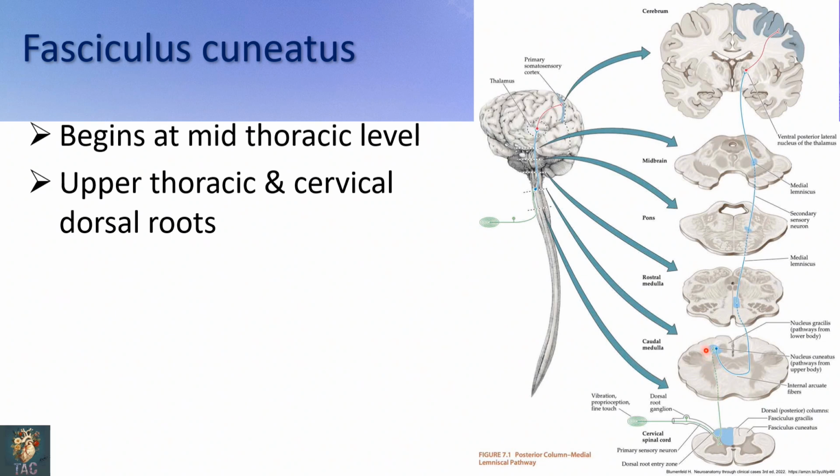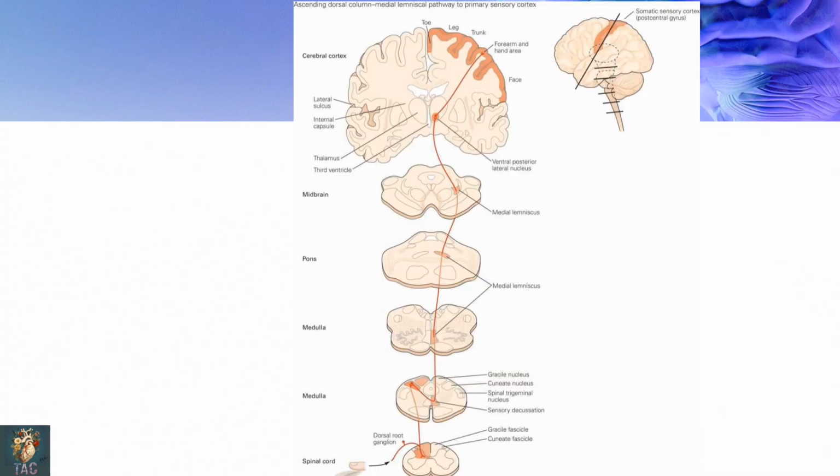Their second order neuron is located in nucleus cuneatus. Then the internal arcuate fibers, major sensory decussation, medial lemniscus into the upper part of the medulla, then the pons, then the midbrain into the VPL nucleus, and then to the somatosensory cortex. So here you can see the fibers, the fasciculus cuneatus, its whole tract, and fibers enter into the somatosensory cortex, where it supplies the forearm and the hand area.